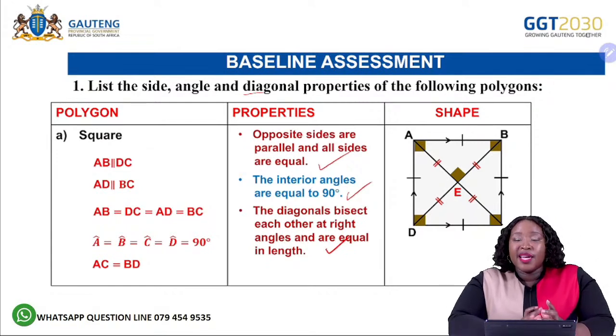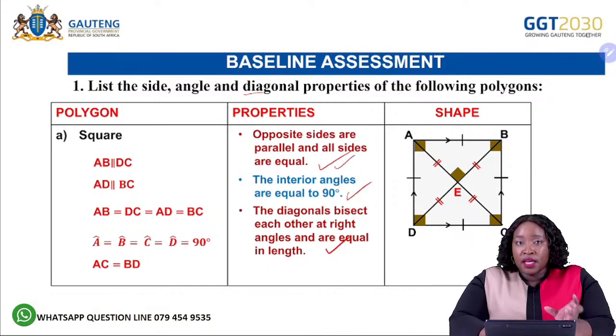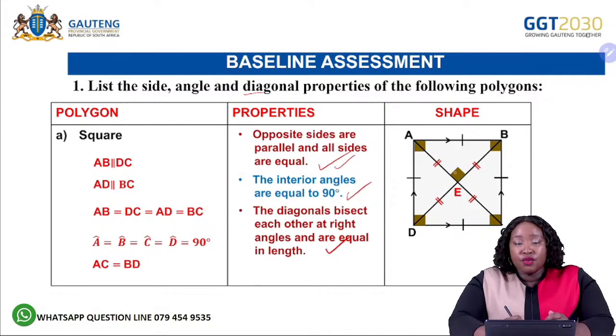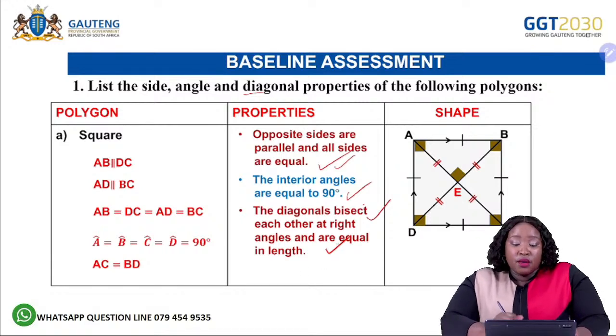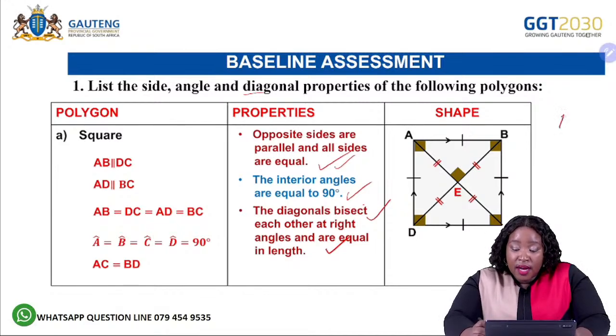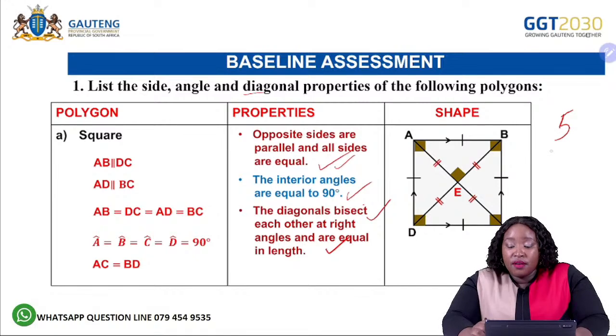Here, if you've written it in points, you would get 2 marks here for saying opposite sides are parallel, and then saying all sides are equal. That would be 2 marks. For stating that each of the angles inside is 90 degrees, you get a mark. For saying that the diagonals bisect each other at right angles, just mentioning the word that they bisect would get you a mark. And then also mentioning that the diagonals are equal would get you a mark. So if you've got all of this, you already have 5 marks. Okay, so we are at 5 so far. All right.